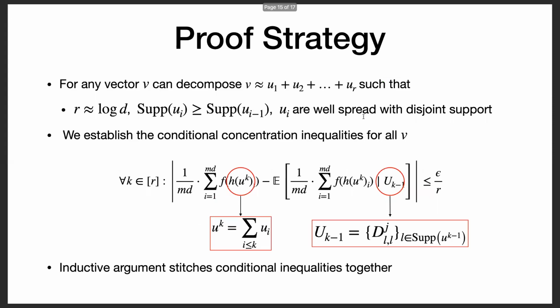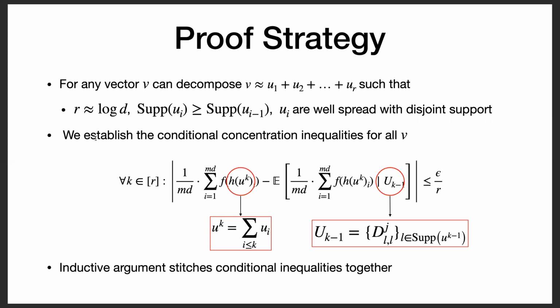Okay. So how would we do this for a general vector V? What we show, and it's also quite simple to see, is that you can decompose a general vector V as a sum of R vectors, U1 through UR approximately, where R is not very large, it's only logarithmic in D. And the support sizes of consecutive vectors in the sum are increasing. So U2 has a larger support than U1 and so on and so forth. And within each of the subcomponents UI, they're well spread and their supports are disjoint.